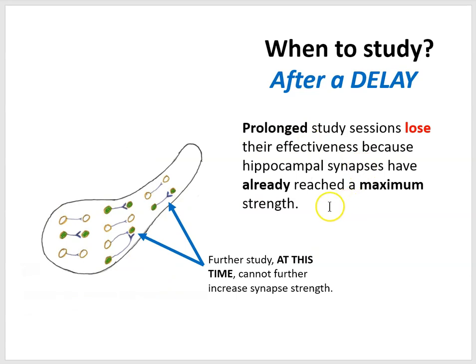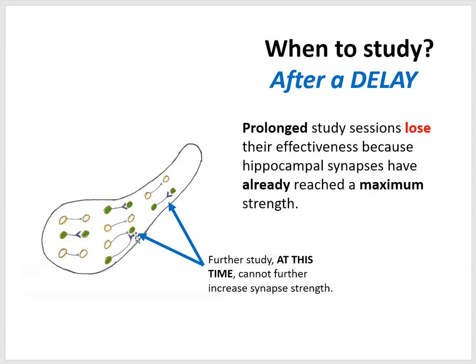Now, students often make a mistake when they study. They use prolonged study sessions. They study for an hour, 2 hours, 3 hours. Prolonged study sessions lose their effectiveness because hippocampal synapses have already reached a maximum strength. So when you study material for the first 15, 20, 30 minutes to an hour, you're already strengthening those hippocampal memory traces. These synapses can't be strengthened anymore by further study. So we're wasting time where it's not efficient to prolong study sessions.